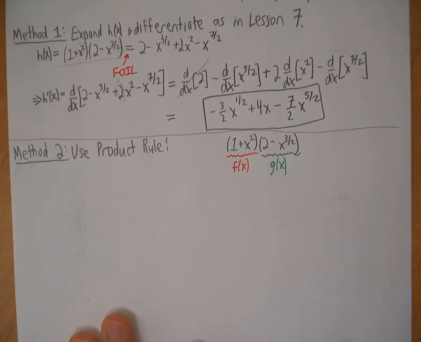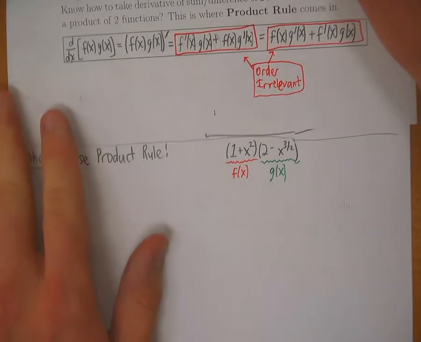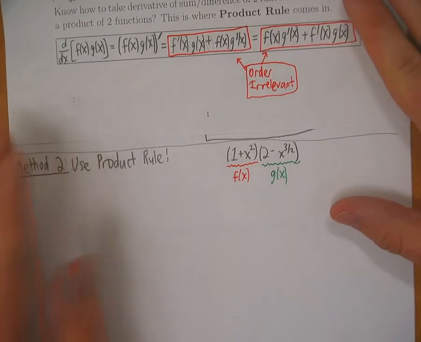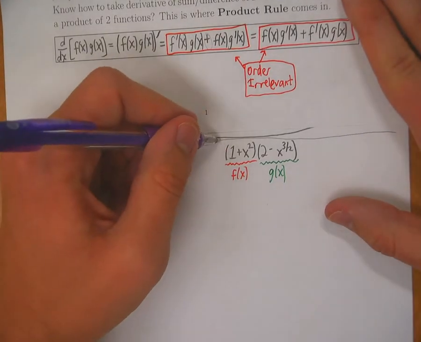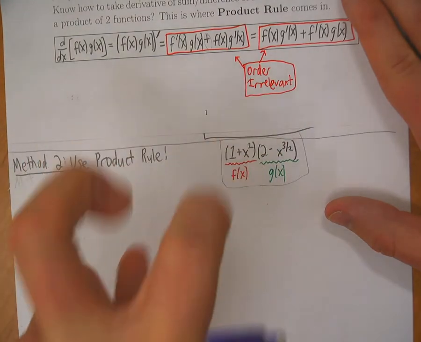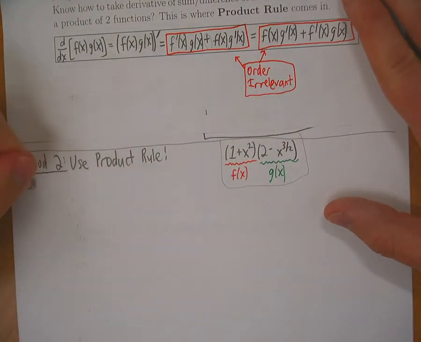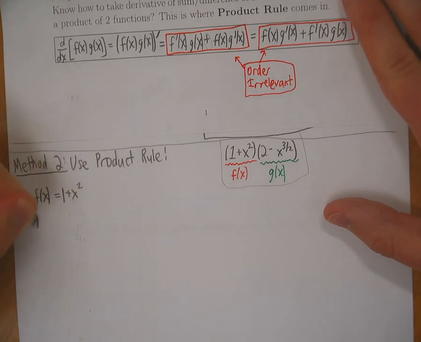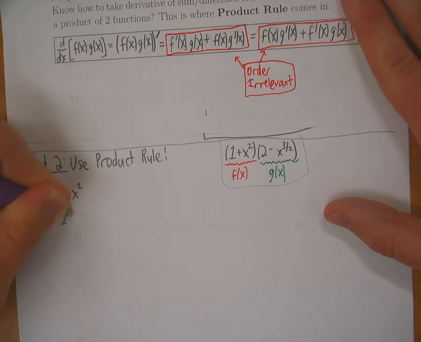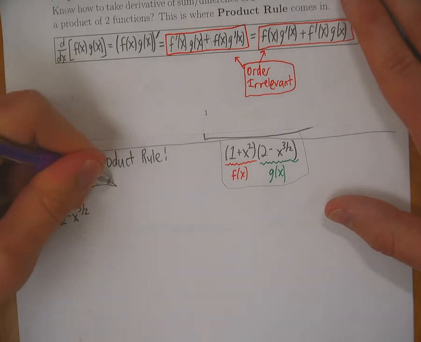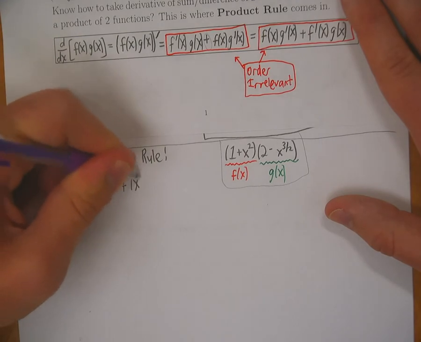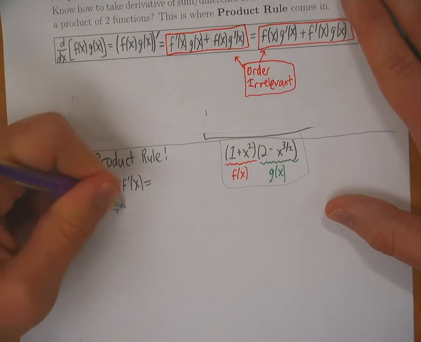So let me just do this. There we go. Okay. So if that's the case, now what we're going to do from this is draw a little roadmap in some sense. So we have f of x equals 1 plus x squared, and g of x equals 2 minus x to the 3 halves. Okay? So doing this will give us f prime of x and g prime of x.